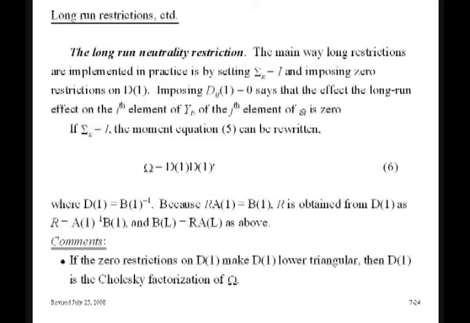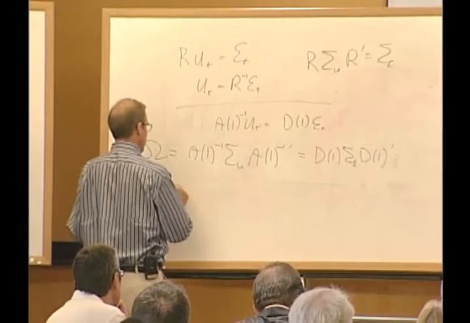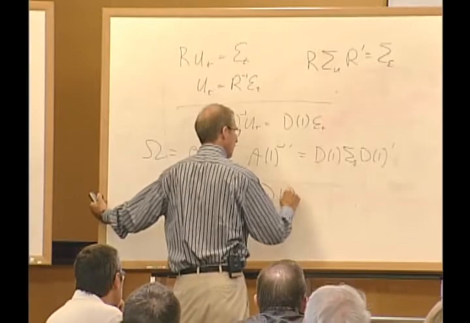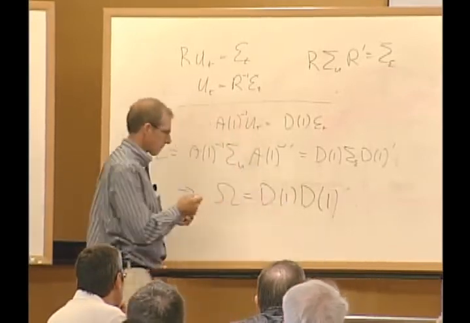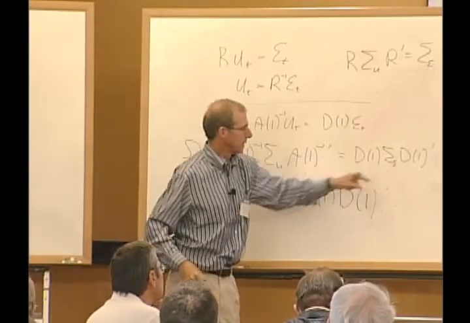That would impose a 0 in D of 1. Now, if I set the shock variance matrix to be the identity matrix, which I can always do, that's just a normalization, then this equation from up here simplifies, and since this is omega and that's observable, I get omega is equal to D of 1 D of 1 prime, with sigma epsilon being the identity matrix.